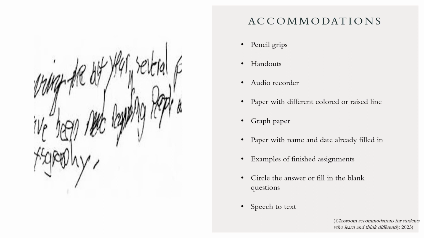Examples of finished assignments. That always helps me, and I don't have dysgraphia. Circle the answer or fill in the blank questions. Adapting our tests so that they don't have to fill in blanks. We know that they know the content if they can just circle the answer. So helping them to just be able to circle it is always a good thing. And allowing them to use speech to text with a device instead of writing everything down.